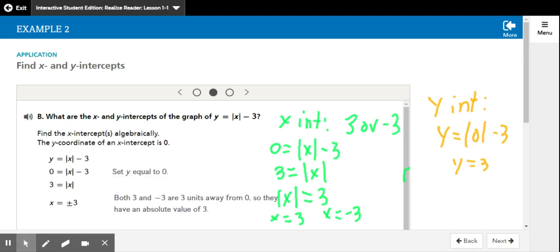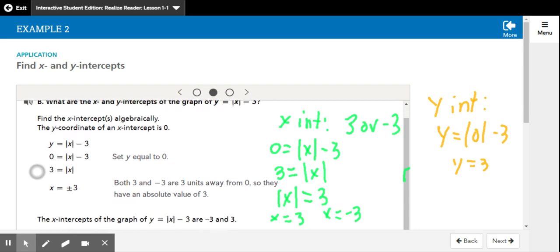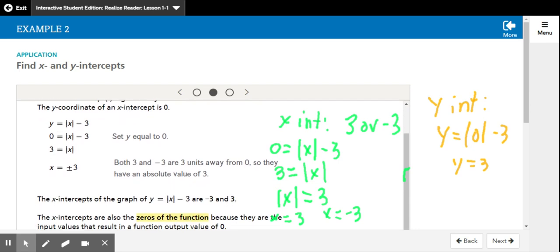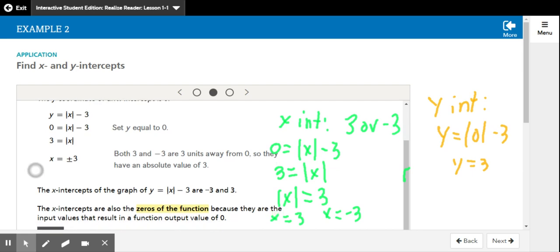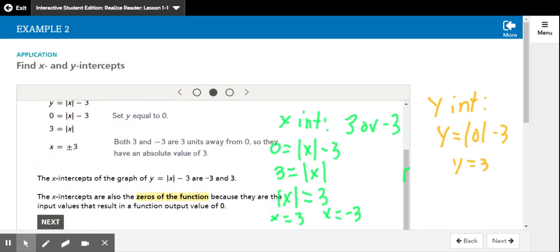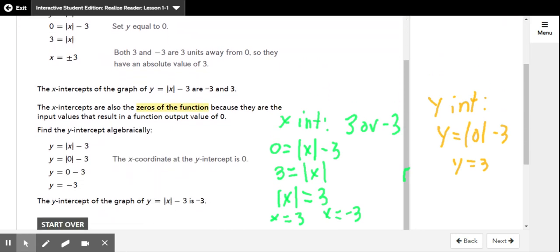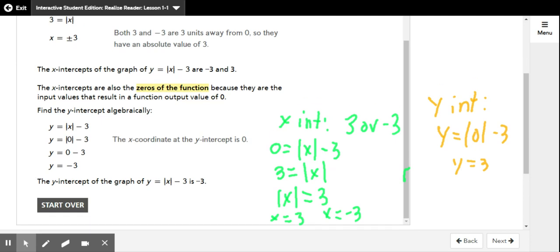All right, and then when we find out the intercepts, same deal. The x-intercepts are plus or minus 3. That's what we figured out. The x-intercepts are also called the zeros of the function because they are the input values that result in a function output value of 0. They're where they cross the x-axis on the graph, so that's how you'll be able to find them if you were just looking at a graph. And to find the y-intercept algebraically, again, what we just did. The y-intercept is at 3.